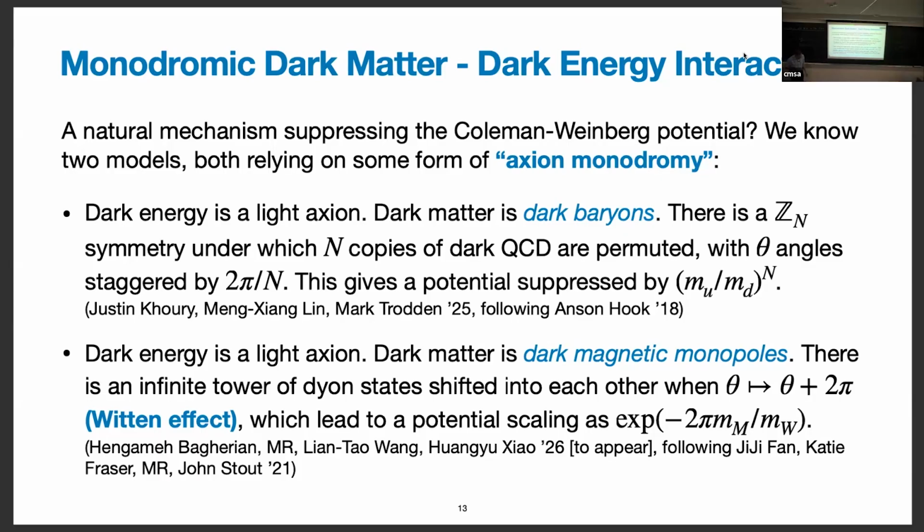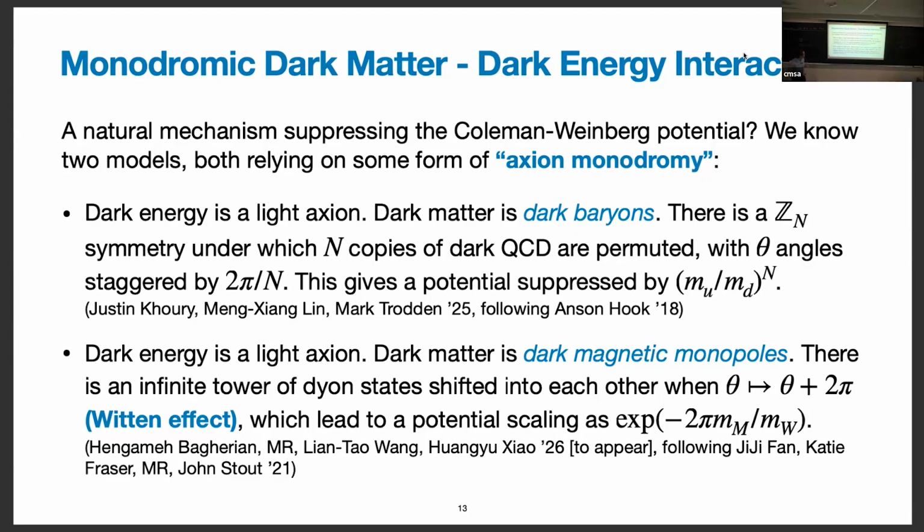But crucially, to make the Coleman-Weinberg potential not give you the right answer, they assume that there are a bunch of different copies of dark QCD and there's some Z_N symmetry that permutes them. So each one becomes the next one in the chain. And their relative theta angles are staggered. The first one has angle theta, the next one has angle theta plus 2 pi over n, the next one has angle theta plus 4 pi over n, and so on. When you do the Coleman-Weinberg calculation, you get a bunch of different potentials, but they have different relative phases and they destructively interfere with each other. And it turns out that the potential you get is exponentially small in some parameter.